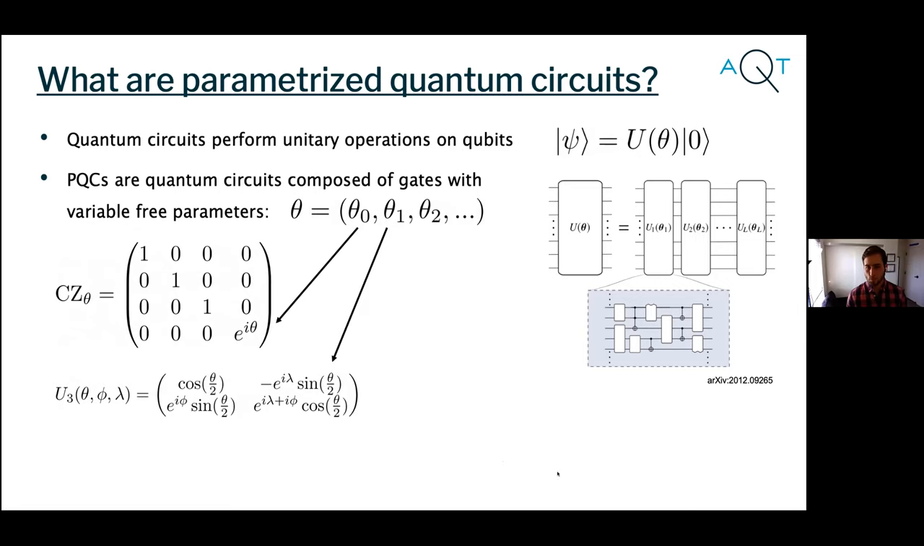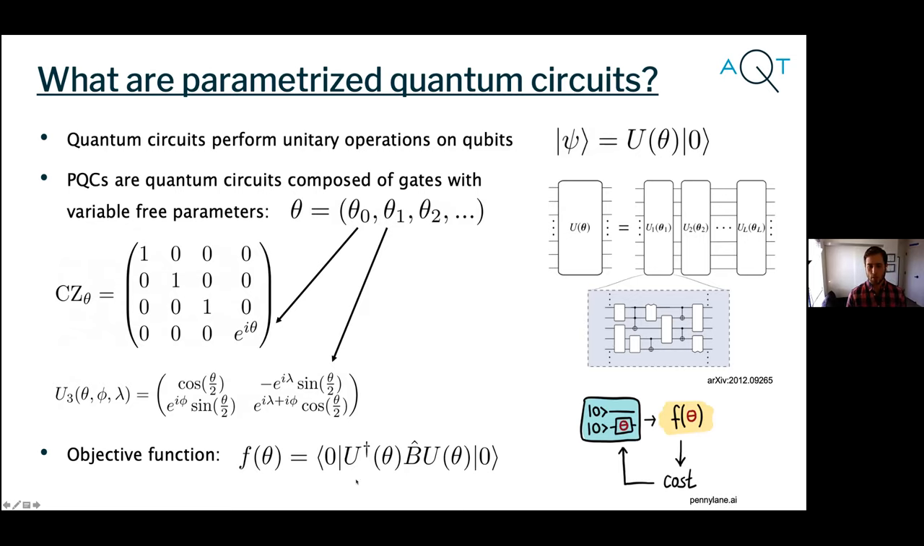In any case, when we measure this circuit in some basis, we obtain an objective function of these parameters, and this is just an expectation value with respect to some basis. And so this objective function provides a cost for this parametrized circuit. Either this parameter is accurate and we obtain an accurate representation of the expectation value, or it's not accurate and we have some cost associated with these parameters.